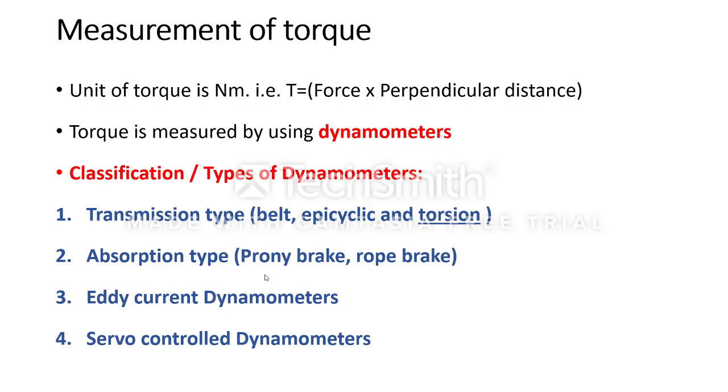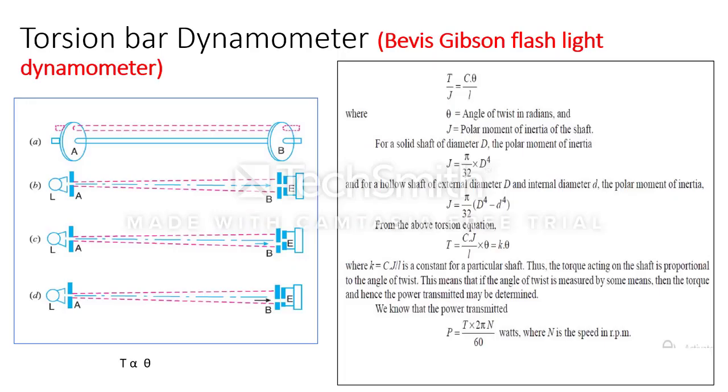First is transmission type, which contains the torsion type dynamometer. The torsion type dynamometer is also known as Bevis Gibson flashlight dynamometer. Why the name Bevis Gibson flashlight? Because Bevis and Gibson invented this dynamometer, or they measured the torque by using this arrangement which contains the flashlight. This type of dynamometer is totally based on a principle, that is torque is directly proportional to theta. At the left bottom corner, I mentioned the principle, that torque is directly proportional to theta. This theta is nothing but the angle of twist.